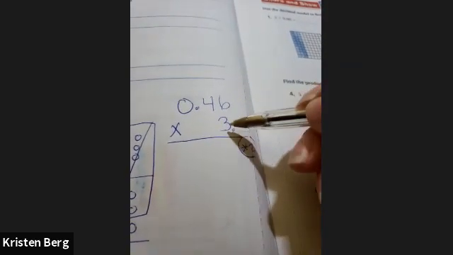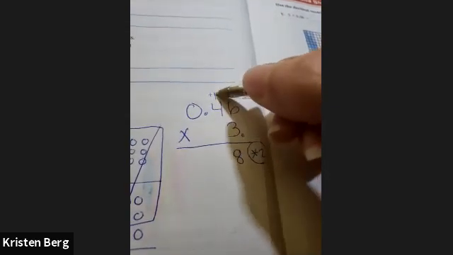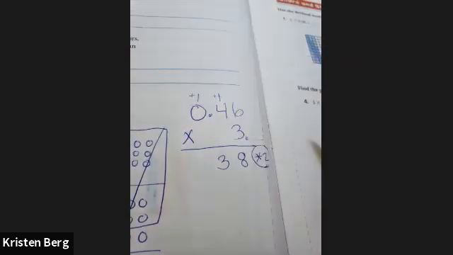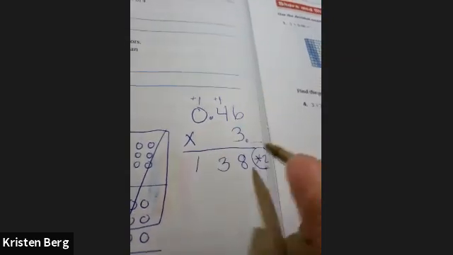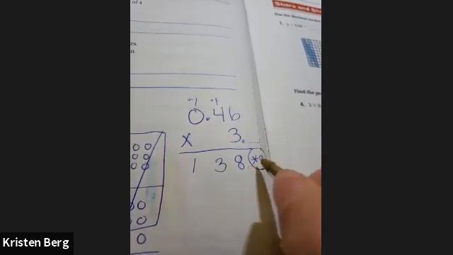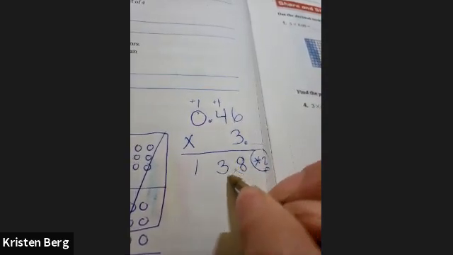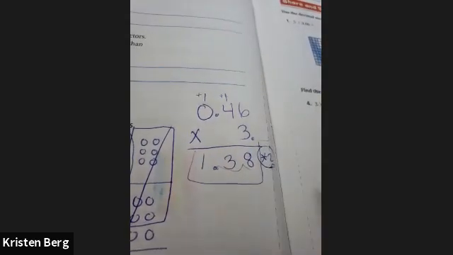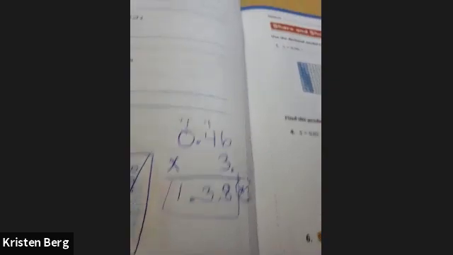So 6 times 3 is 18. Carry your 1. Then the 3 goes to 4. 3 times 4 is 12. Plus 1 is 13. Carry your 1. Then you go 3 times 0 is 0. Plus 1 is 1. And then this is reminding you to bring it in 2 places from the back. So 1 and 2. So your answer would be 1 and 38 hundredths.